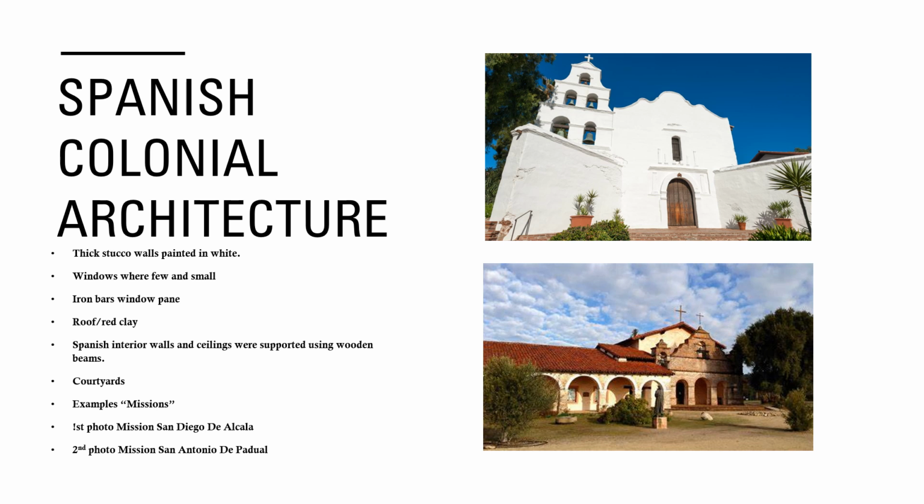Windows used for the buildings were very few and small. This was so because a cool breeze could quickly enter the house, discouraging sunlight into buildings and preserving much warmth. The window pane used was iron bars. The roof tiles were made of red clay. The roofs were low pitch, in which some were entirely flat and some a little bit pitched. The Spanish interior walls and ceilings were supported using wooden beams. They were significant because they added warmth to the house. All of these styles you can see on most of the missions in California and New Mexico.